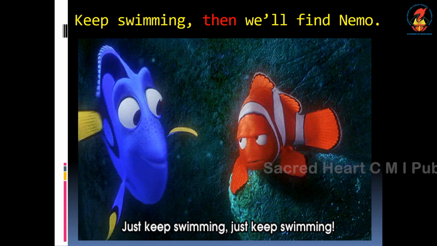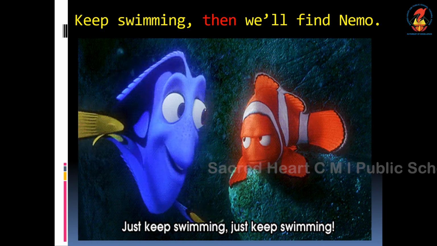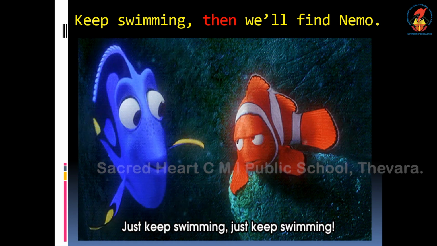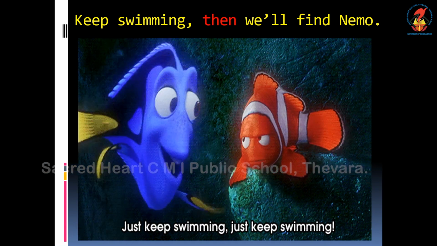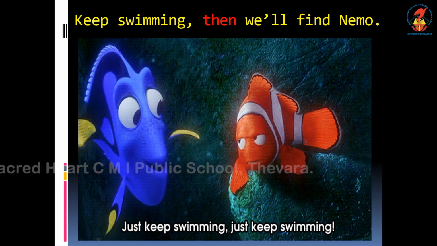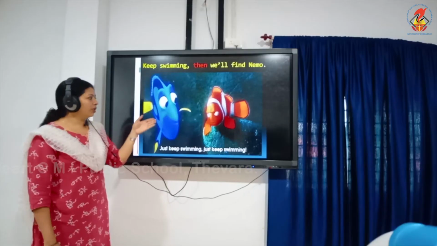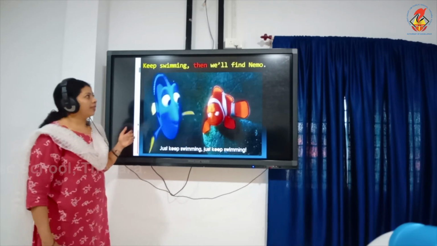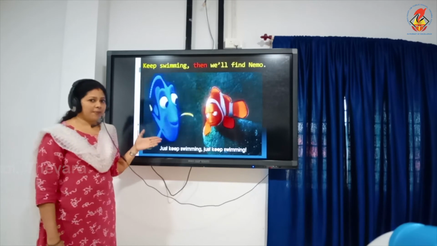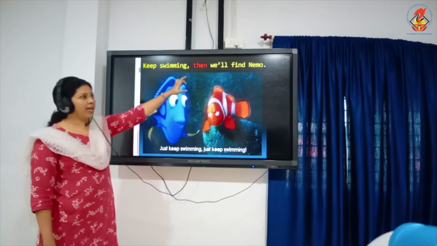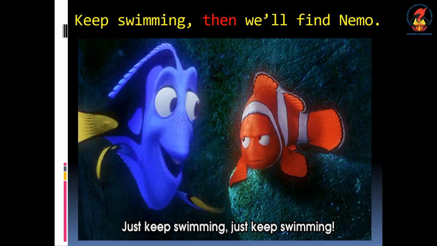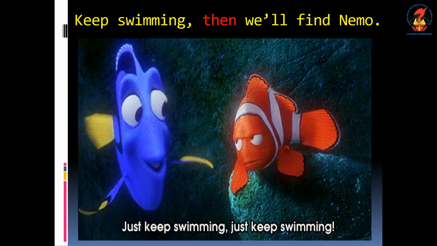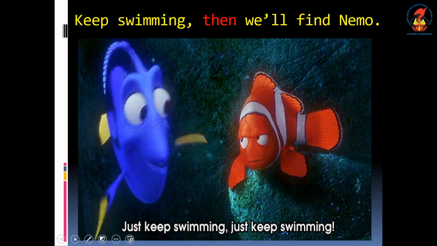See the next word. What is this? Say louder. T-H-E-N, then. Keep swimming, then we will find Nemo. The both are searching for Nemo. Keep swimming, then we will find Nemo. Spelling of then is T-H-E-N, then.